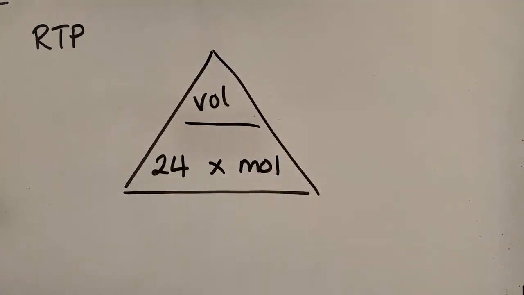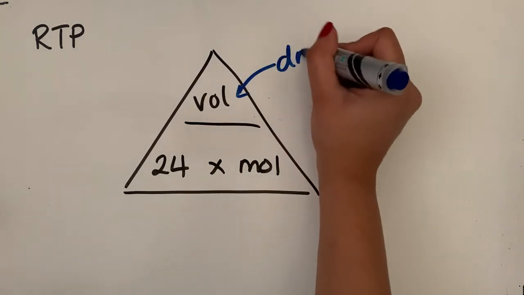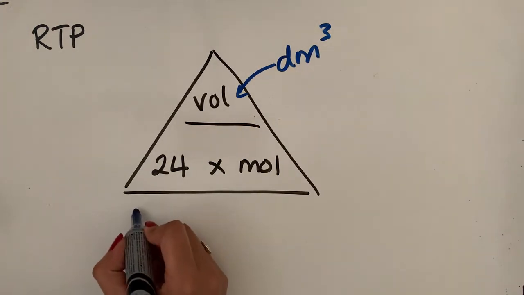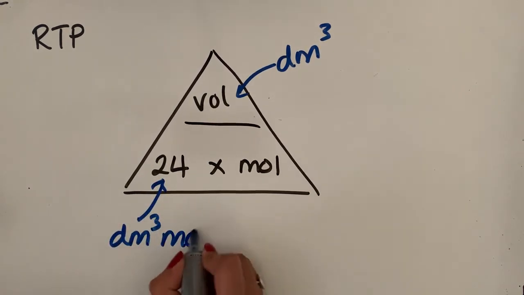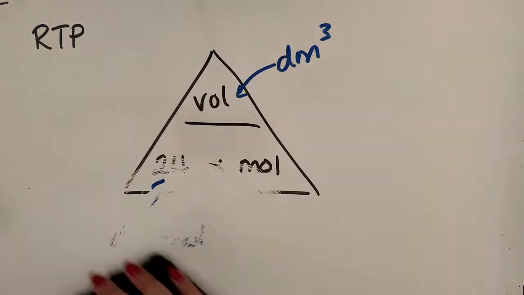In terms of the units, volume should be in decimeters cubed, especially if using 24, because 24 is the molar gas volume, and that is in decimeters cubed per mole. So if your gas is at room temperature and pressure, you can use this equation here. If you don't have it at room temperature and pressure, that's when the ideal gas equation comes into play.